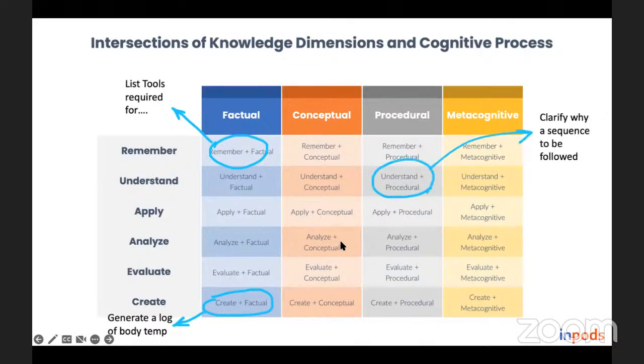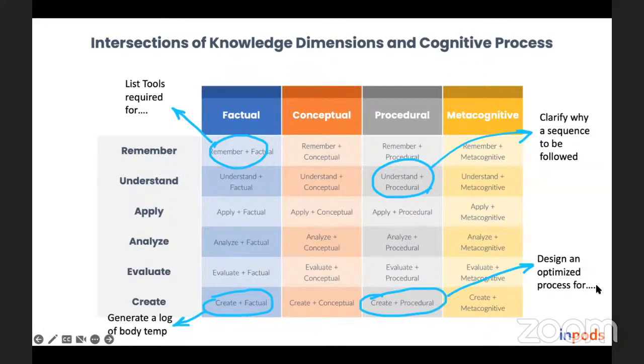So if you put these two dimensions together, remember and factual, there could be 24 such combinations, right? And based on that, you can easily design your questions. Using the course blueprint, you can find out what the combination is. Let's say there is a combination of understand and procedural. Then automatically the assessments, or the questions, can be designed. For example, clarify a sequence to be followed. Using this combination, you can easily come out with what kind of questions you should design.